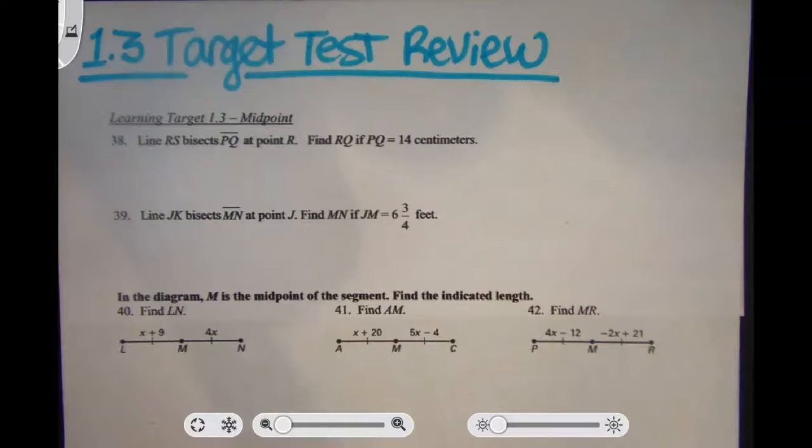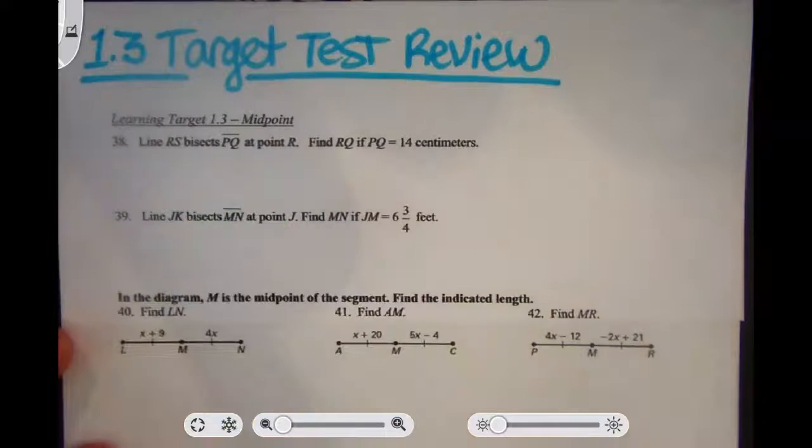So your numbers might be different on the review. However, the problems are going to be the same. So we're going to go in order. I'm going to do some of it, we are going to do some of it, and then you are going to do some of it. So let's look at the first problem for this target.